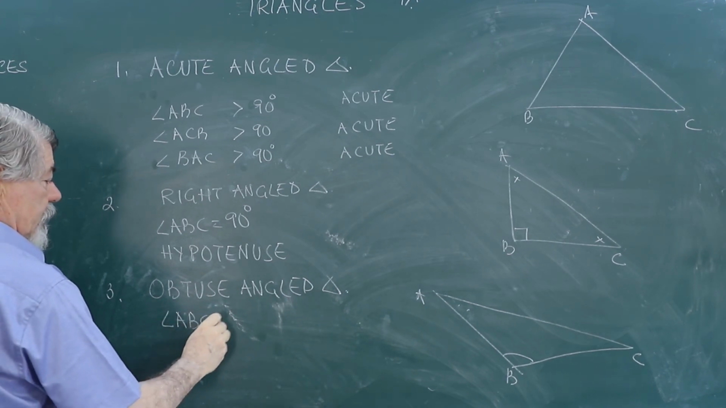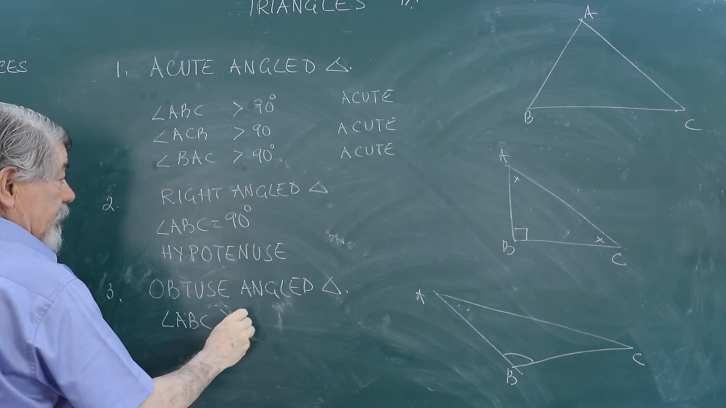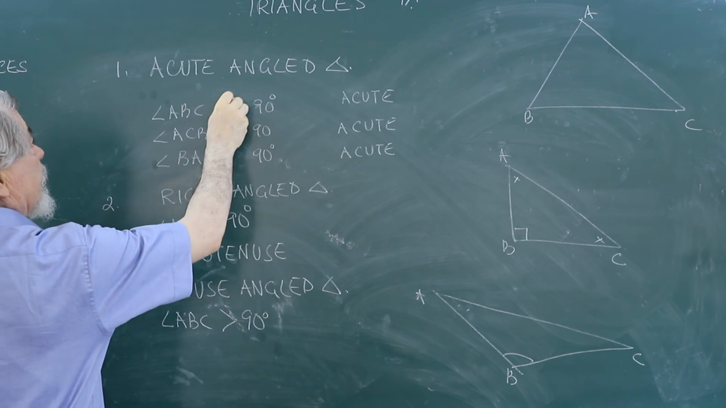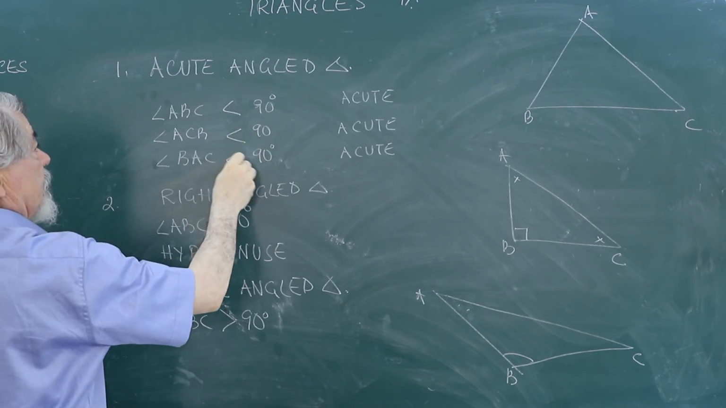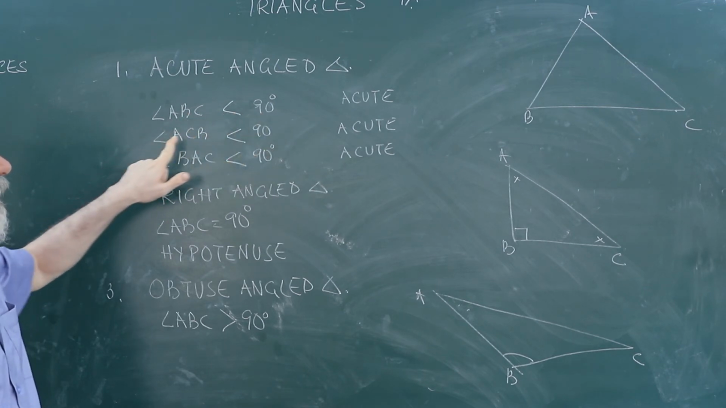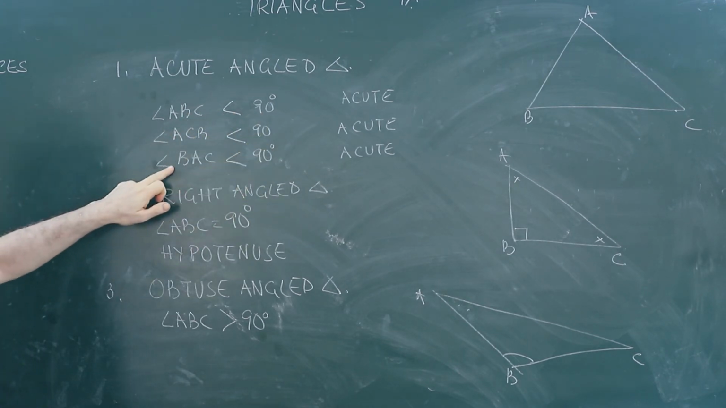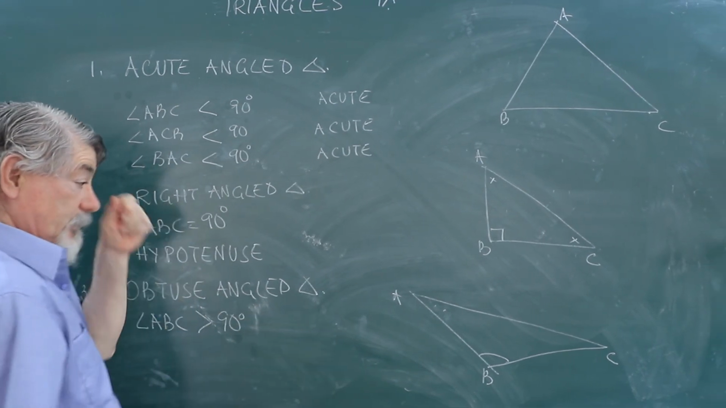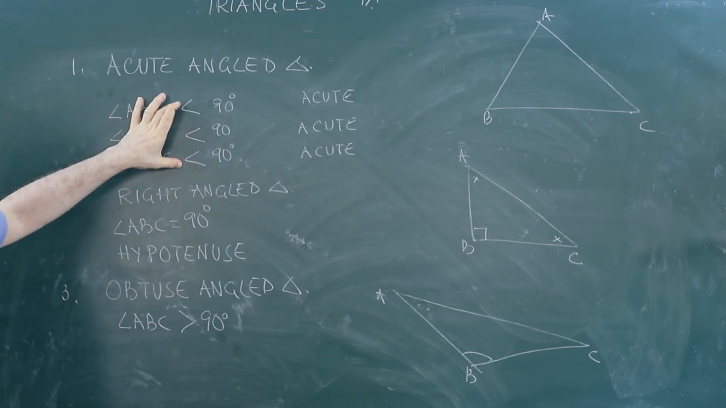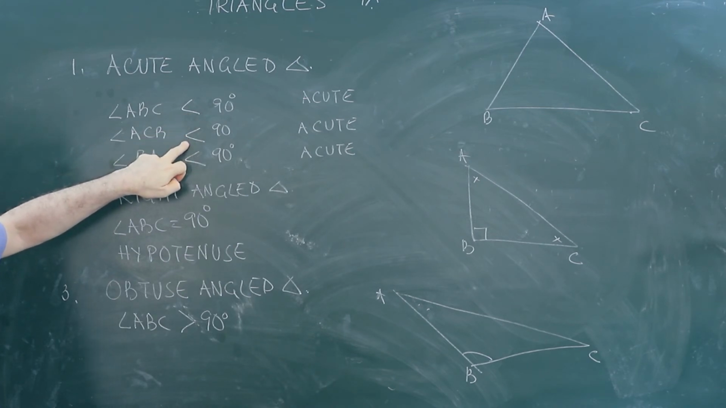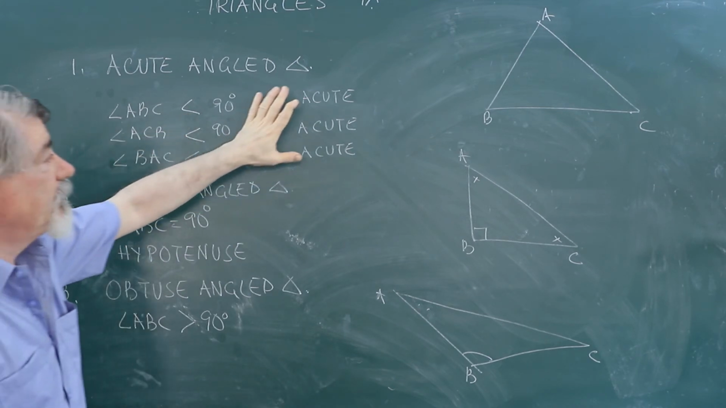ABC is, suppose I have taken this, greater than 90. For an acute triangle, they all have to be less than 90, whatever I write. ABC has to be less than 90, ACB has to be less than 90, BAC less than 90. ABC, if it is greater than 90, then it is obtuse. For acute, ABC has to be less than 90, ACB less than 90, BAC less than 90. Then they will be acute.